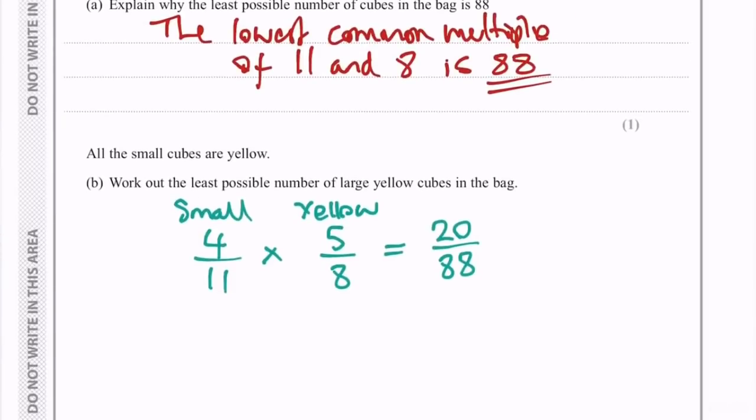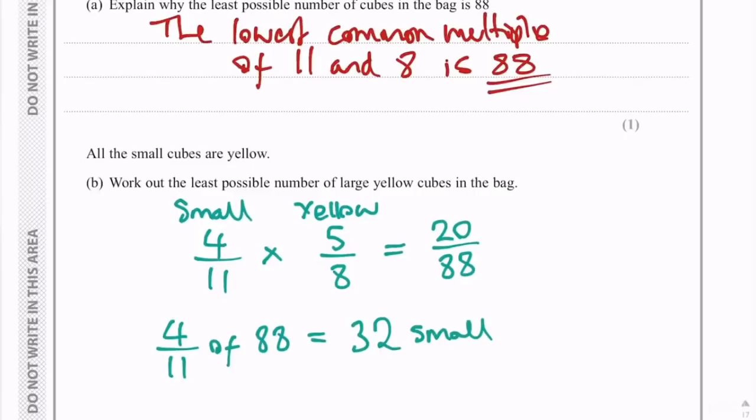Right, what else can we work out from this? So we know that there are 4 11ths that are small in total, so I could also have a think about how many are actually small. So we've got 4 11ths of 88. So there are 88 counters potentially if we look at the smallest amount. Divide that by 11 is 8, times it by 4 is 32. There we go, that are small. So we've got small and yellow, 20, and we have 32 in total so far that are small.